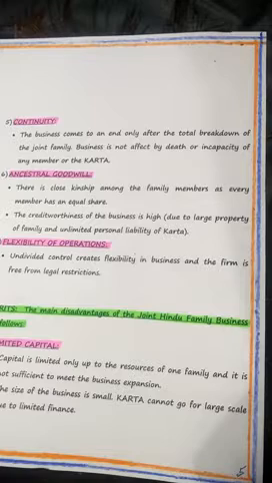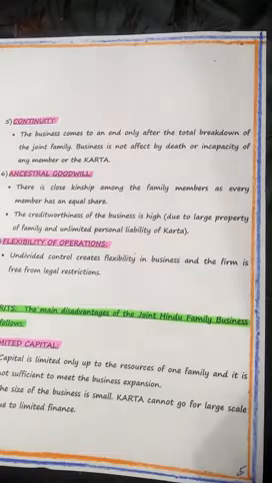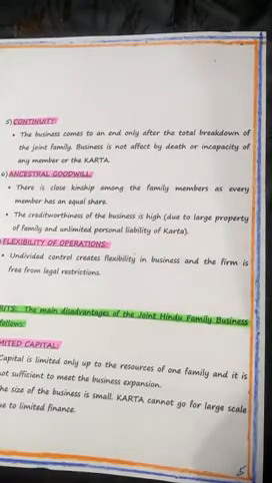The first one is limited capital. The second one is unlimited liability. Third is limited managerial ability. Fourth is responsibility not matched with rewards. Fifth is source of conflicts and scope of misuse.